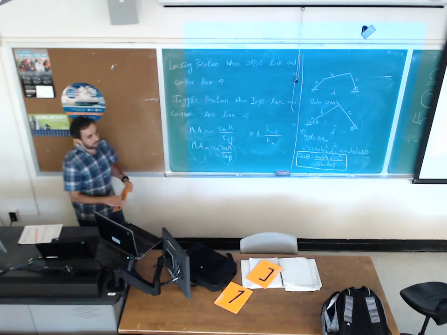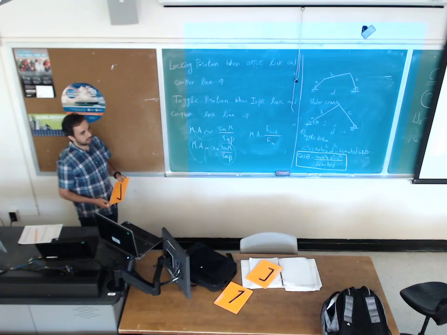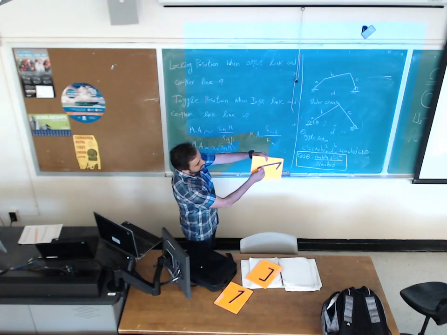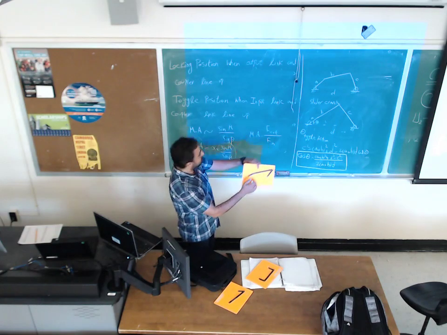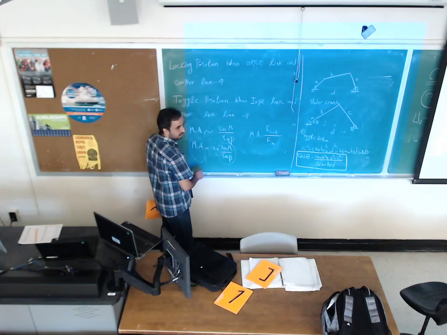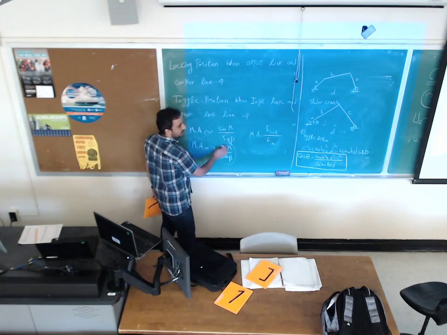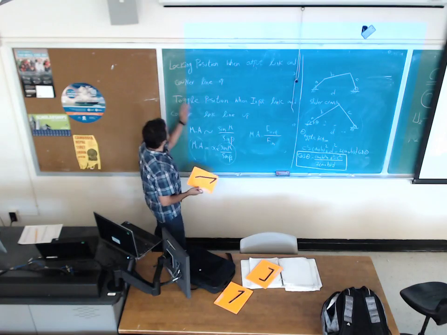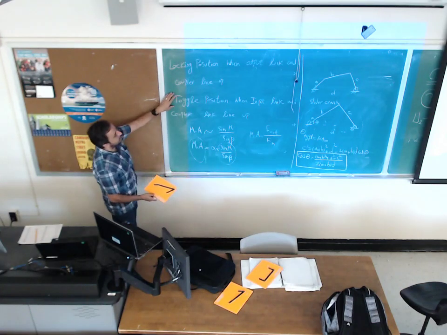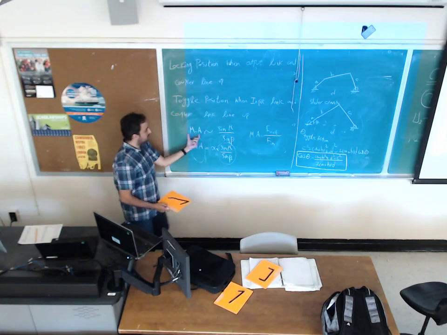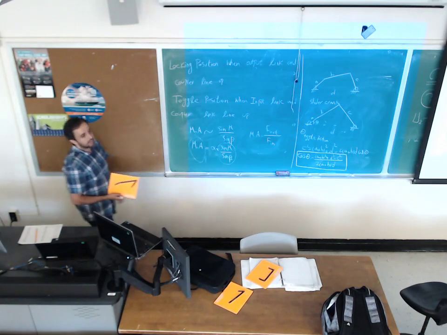So the minimum mechanical advantage would be at the top position. The maximum, because this angle is 180, sine of 180 is 0, so it's making this ratio a huge number. So it's one reason that we define toggle position, because toggle position is going to give us the higher mechanical advantage.